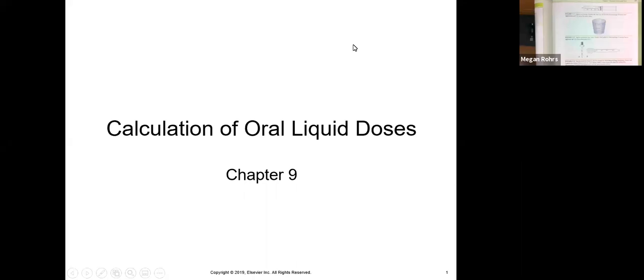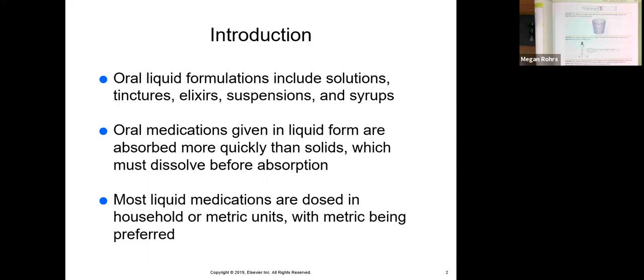Chapter 9 focuses on oral liquid medications. So last week I covered a little bit about liquids on the supplemental handout, so this should be mostly a review for Chapter 9. It is important to know that there are a lot of different types of oral liquid medications available.